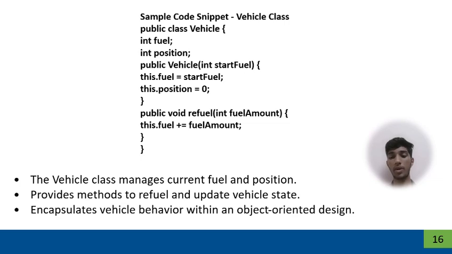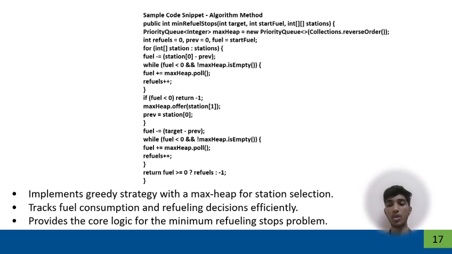Code snippet: vehicle class. Here we have defined a vehicle class with two variables, int fuel and int position. In the public Vehicle constructor, this.fuel is equal to startFuel and this.position equals 0. Public void refuel(int fuelAmount): this.fuel plus equals fuelAmount. This class manages the vehicle's movement and fuel updates. The vehicle class manages current fuel and position, provides methods to refuel and update vehicle state, and encapsulates vehicle behavior within an object-oriented design.